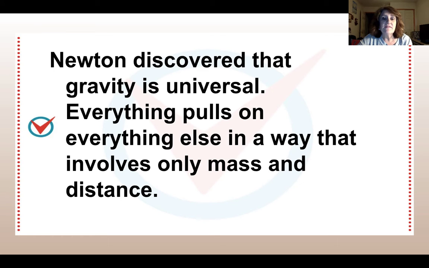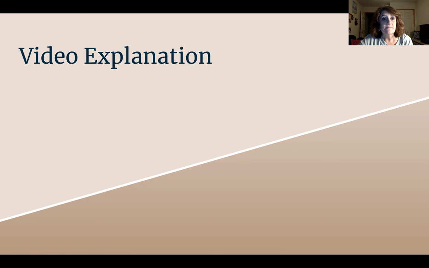Newton discovered that gravity is universal. Everything pulls on everything else in a way that involves only mass and distance.